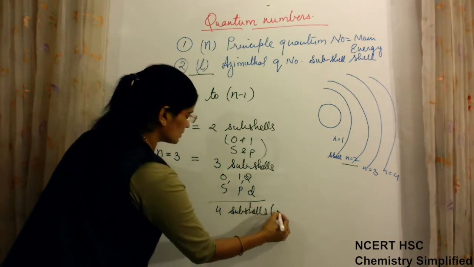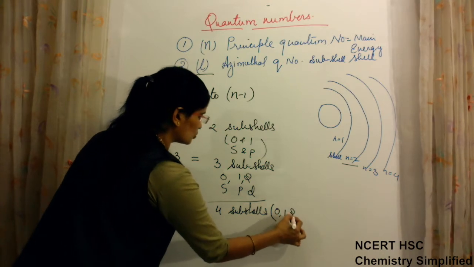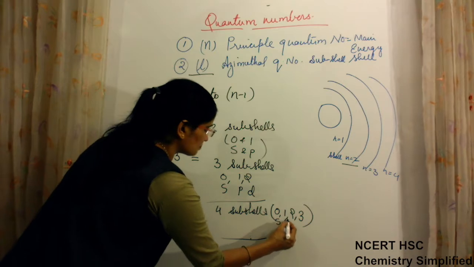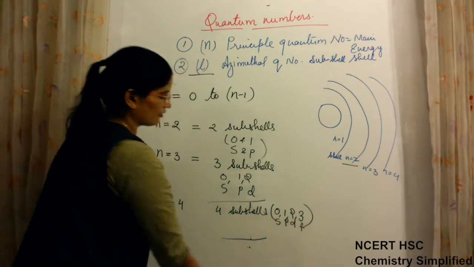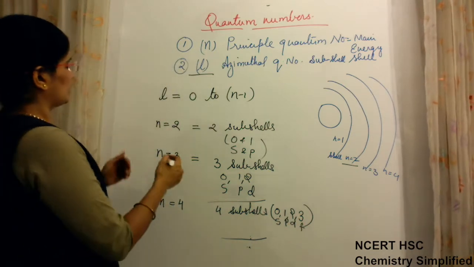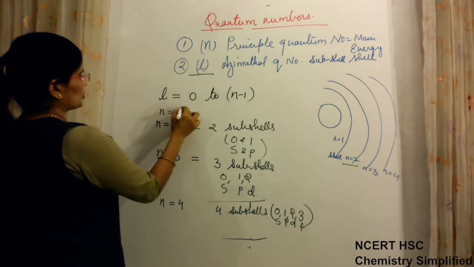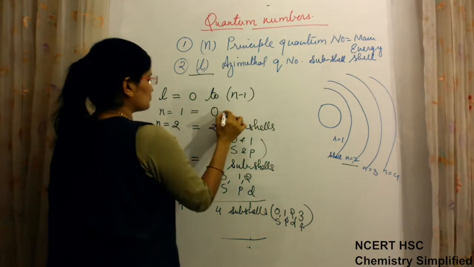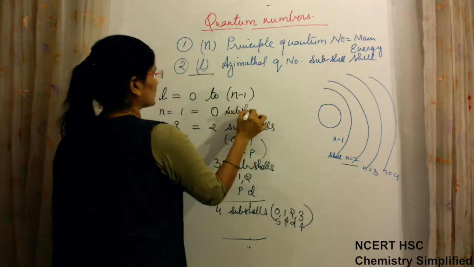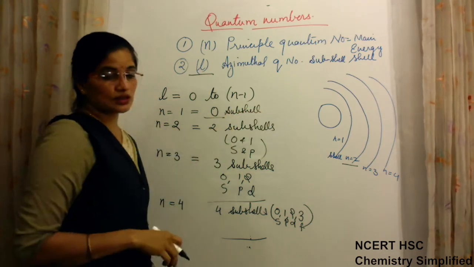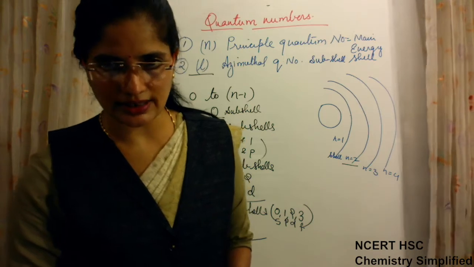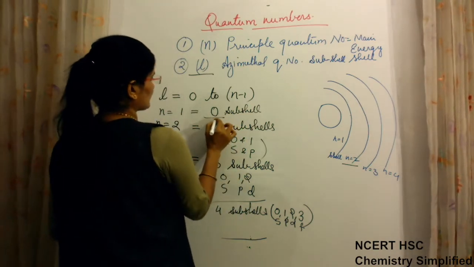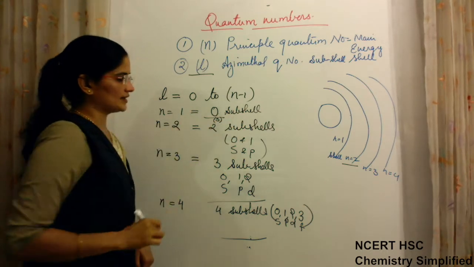What are those 4 subshells? 0, 1, 2 and 3. That will be known as S, P, D and F. And for the first shell, n is equal to 1, we know that we have only 1 subshell. And that subshell is known as the 0 subshell, and the 0 subshell is actually S. Okay, so the 0 subshell is given the alphabet S.